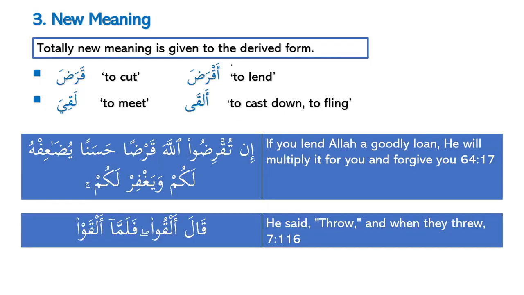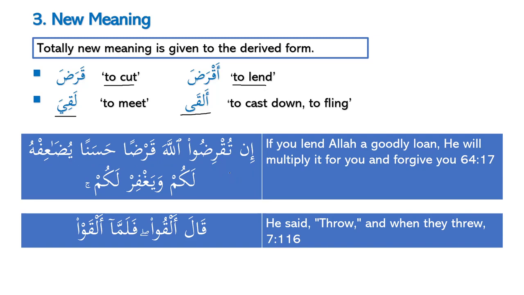New meaning. It happens with almost every bab, with almost every derived form of the verb, that sometimes we have a totally new meaning. For example, qarada means to cut, but aqrada means to lend something to someone. Similarly, we have laqiya, to meet, and when we take it into verb form number 4, alqa, that means to cast down or to throw something away, to fling. So the example from the Quran, in tuqridullaha qardan hasana yuda'ifhu lakum wa yaghfir lakum.